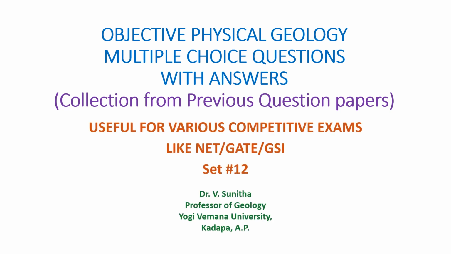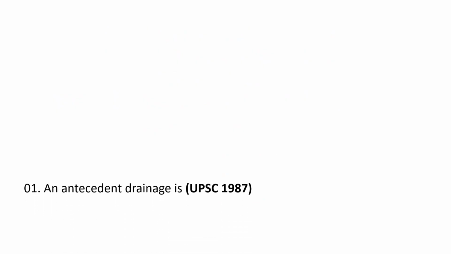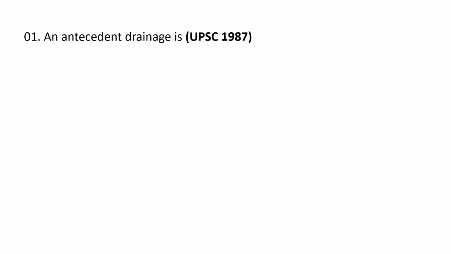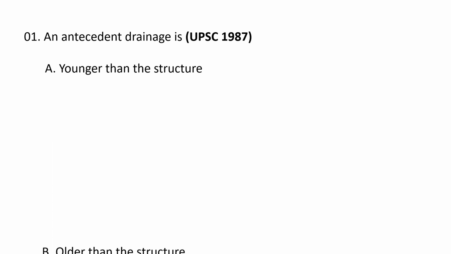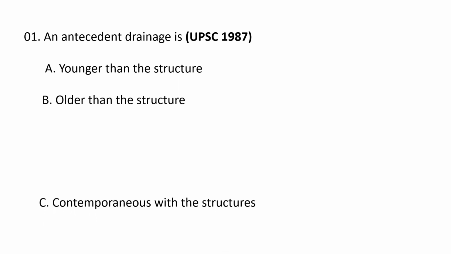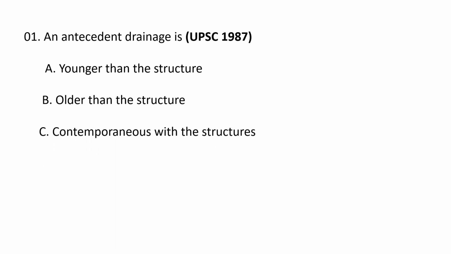Welcome to set 12. Coming to the first question: What is an antecedent drainage? This was the question asked in the UPSC Geologists exam 1987. The choices are A. Younger than the structure, B. Older than the structure, C. Contemporaneous with the structures, and D. Not related to the structure.